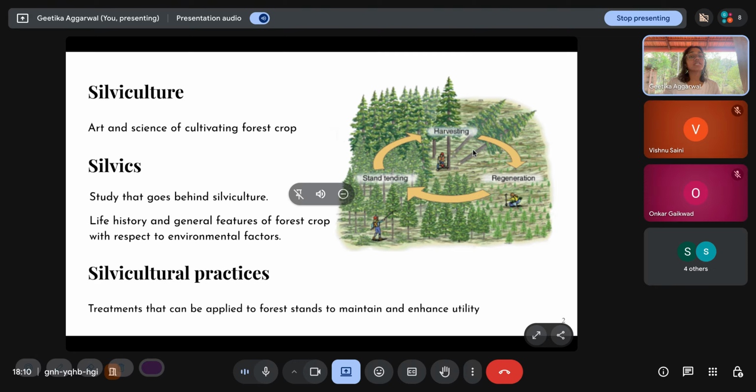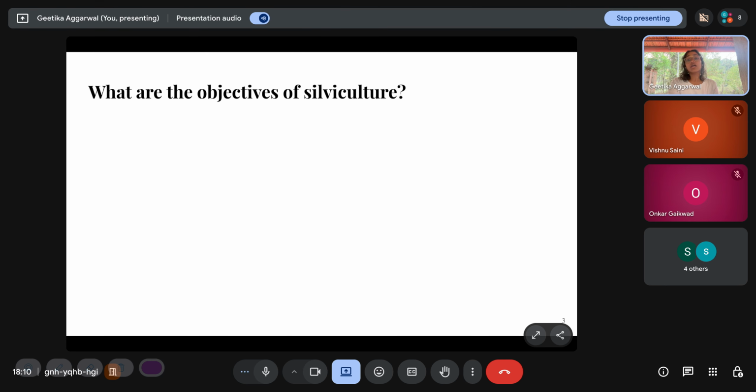And here, when the stand matures, when the trees mature, then they are harvesting it. After harvesting the trees, because now the land is again available for regrowth or planting again, this person here is planting seedlings again. So these are different silvicultural practices. Okay. Moving on to what are the objectives of silviculture.